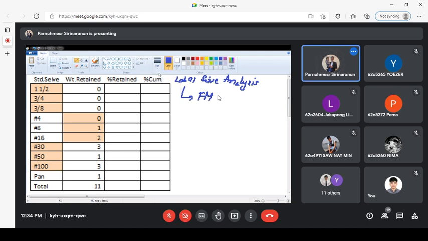But the second objective that you must know is to find the average aggregate size. When you do this, you have two objectives. One, to find the fineness modulus. The second, to find the average aggregate size of your sample. Okay?